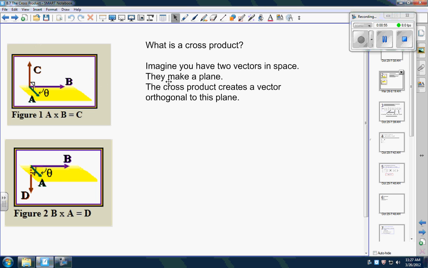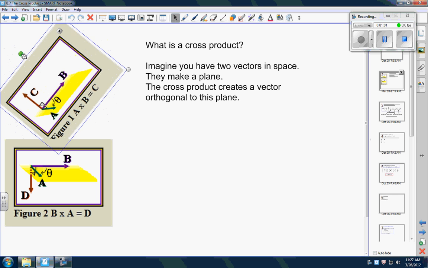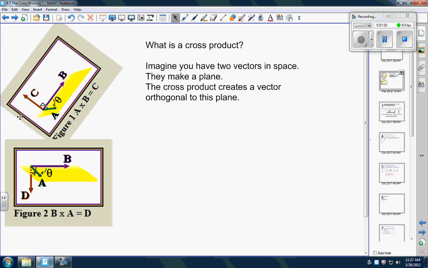Okay, so you can take 2 vectors in space anywhere. They're going to make a plane. Okay, and you could tilt this picture and pretend the plane's like that. So cross product will give you the orthogonal vector there. So cross product only works for vectors in space, not 2-dimensional things.